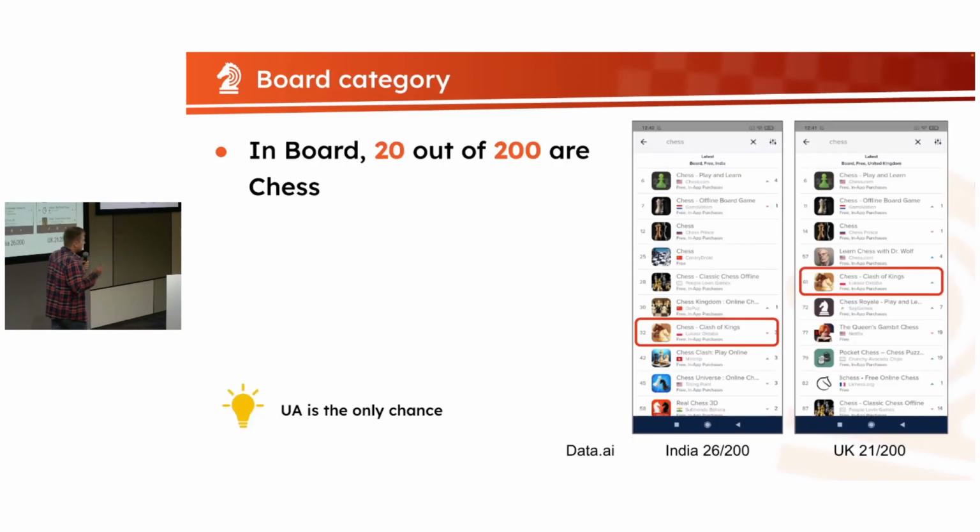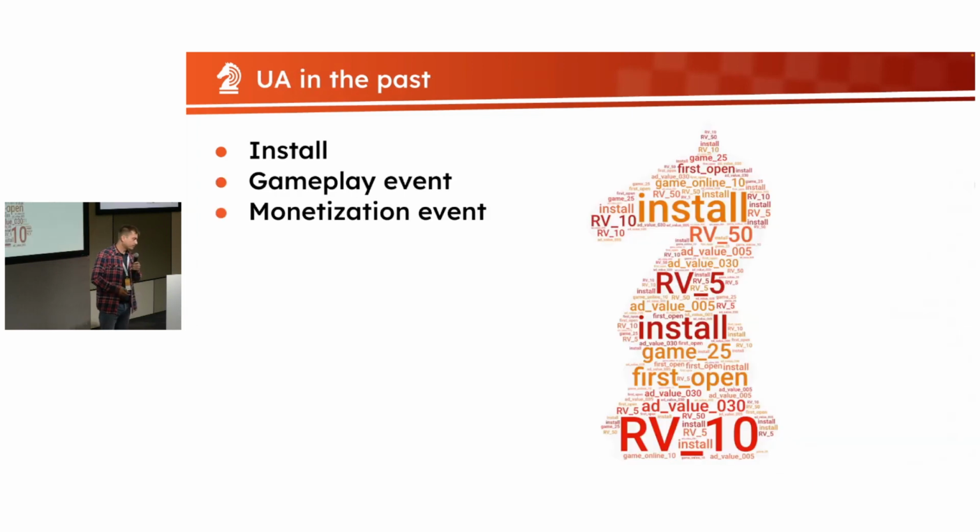And why is it so? Why is there no organic traffic in the chess game, in the chess category, for instance? If you look at the board category, in the whole top 200 games, at least 20, up to 30 games are chess. So this is a very competitive market. All those companies fight for the same user and want to acquire them. This is like a red ocean, where everyone is bidding higher and higher to acquire a proper user. So for us, user acquisition is the only chance to have any users.